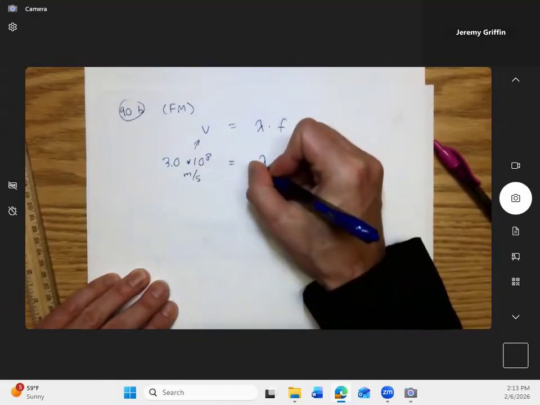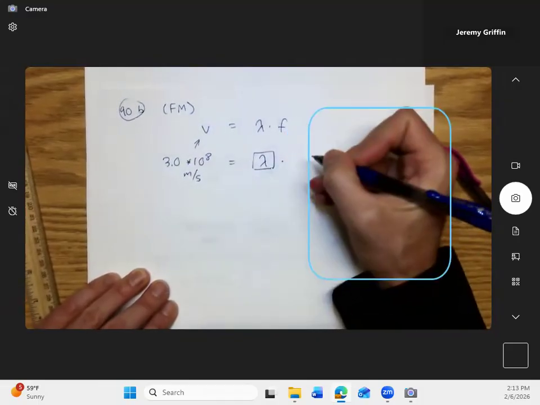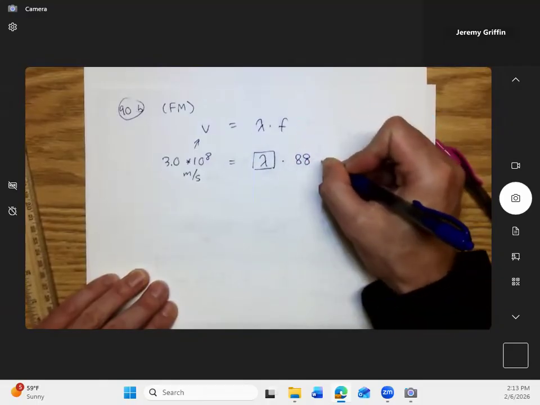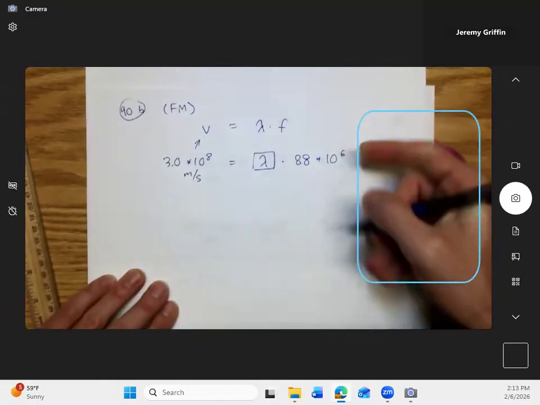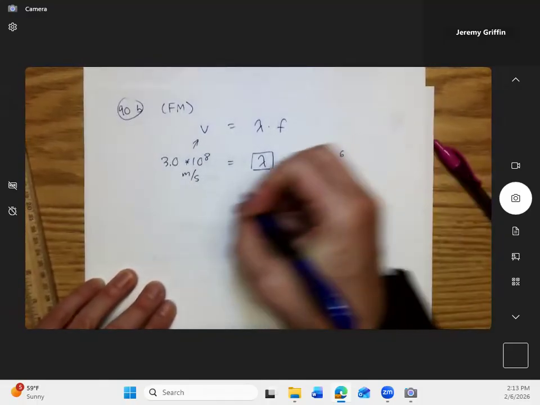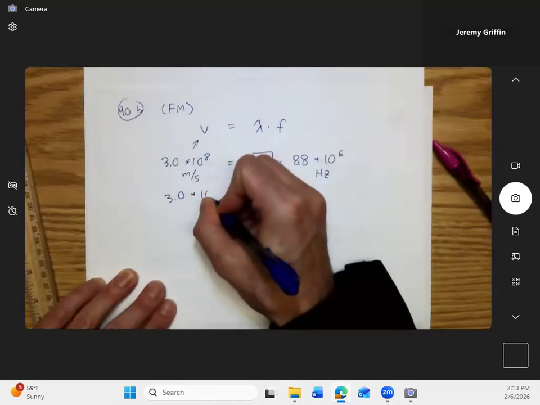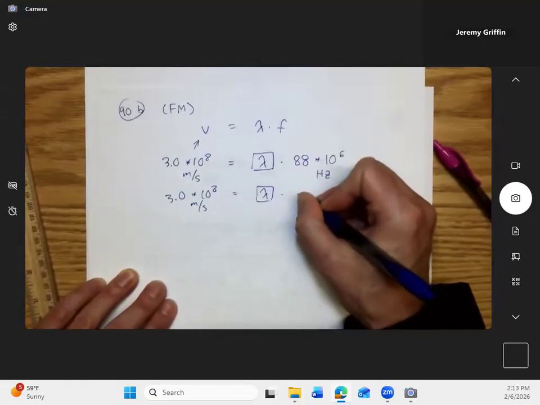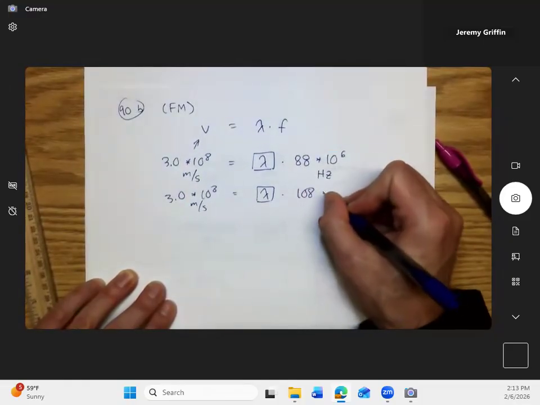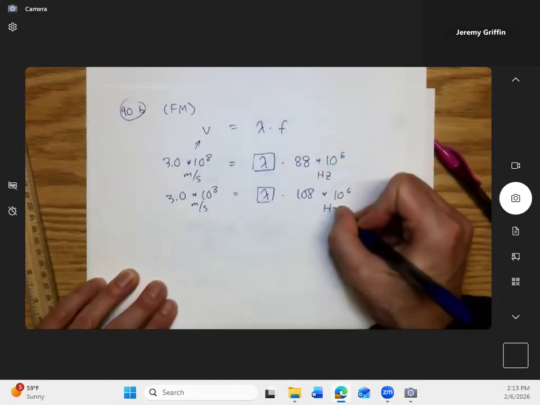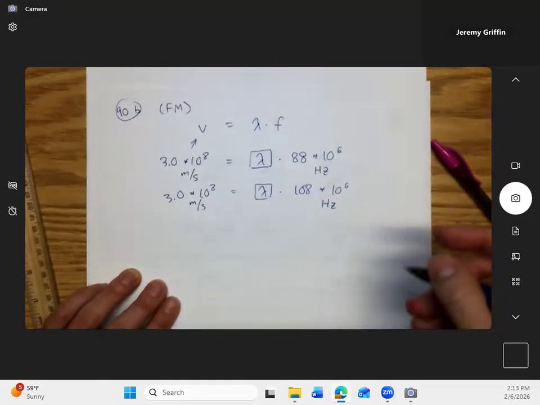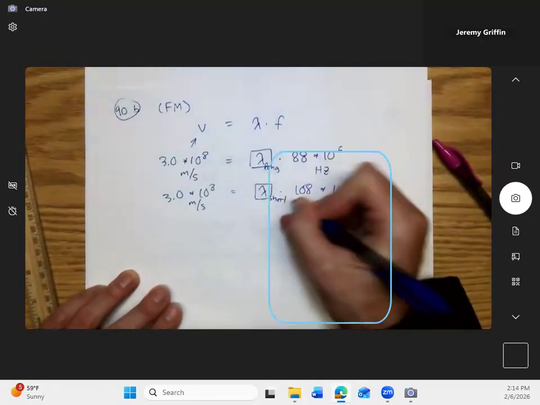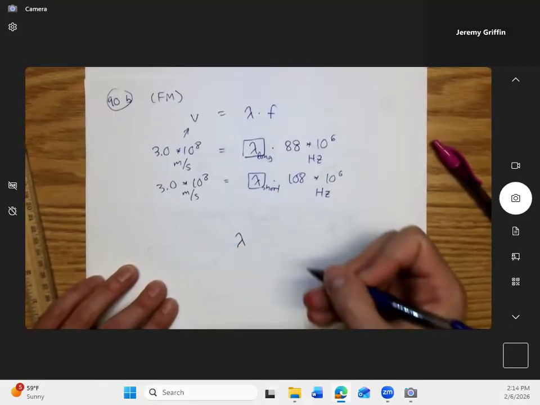And I'd really like to know wavelength. Now, frequency could go anywhere from, we'll call it 88 times 10 to the 6 hertz. We'll cross out the other equation here. And that's 108. Again, 10 to the 6 hertz, because that's what mega or a million is. Just like before, this will be the long wavelength. This will be the short wavelength. So I'll say the wavelength that you're tuning into for FM.